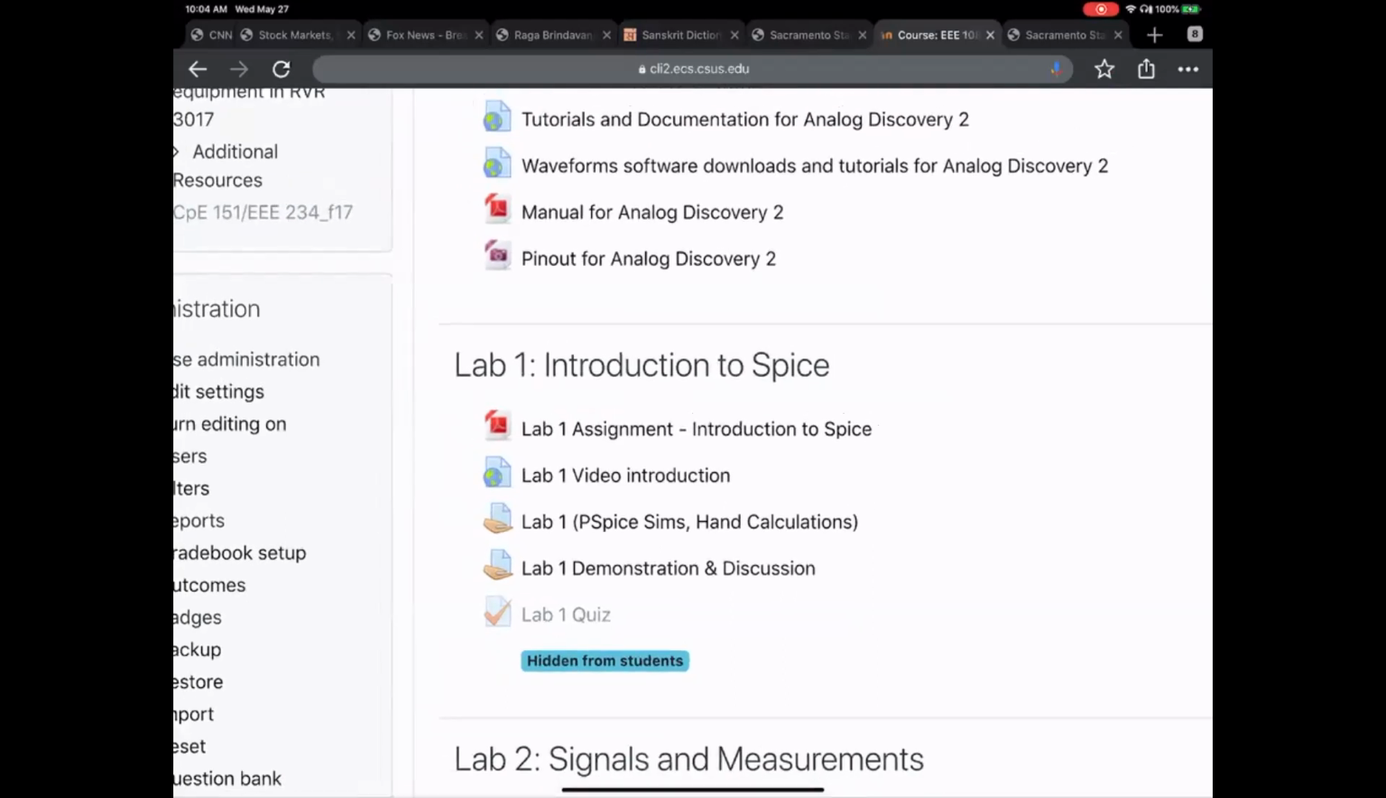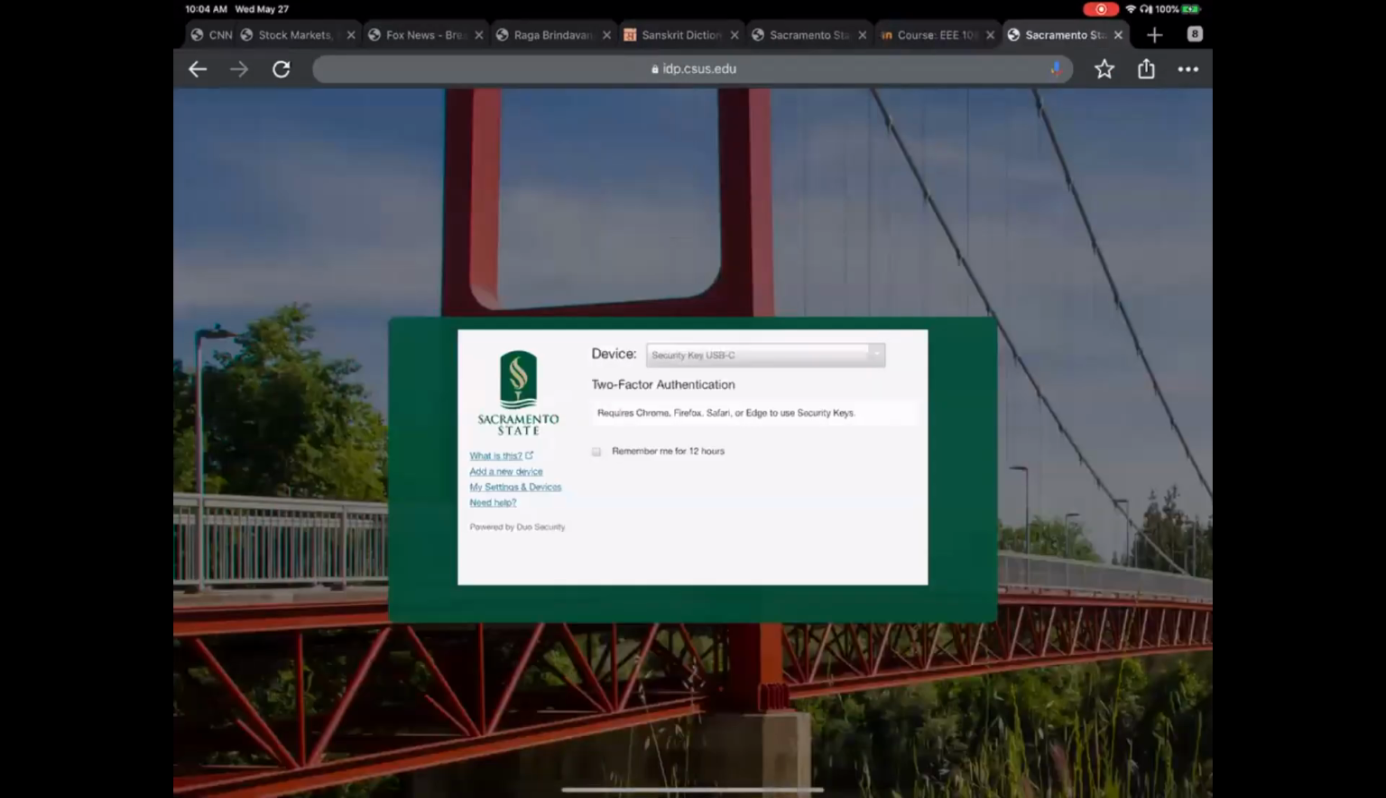I have a question. Do we need components or something for the labs? Yes, you do need components. Let's see, if you go to Canvas.